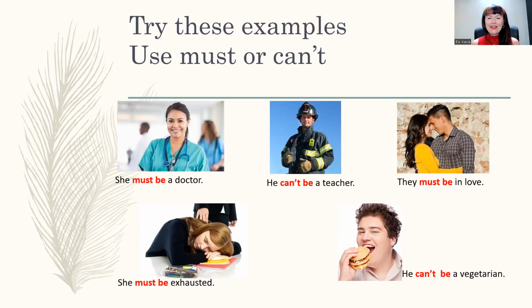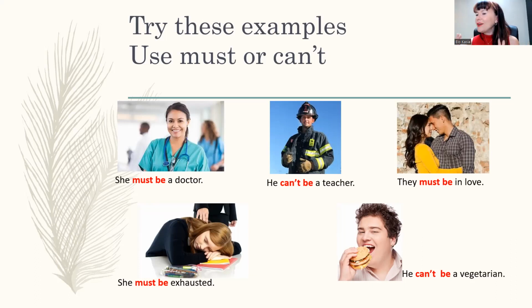So let us have a look at the correct answers. She must be a doctor, right? She's wearing a doctor's uniform. She must be a doctor. He can't be a teacher. He's wearing a firefighter's uniform. So he's probably a firefighter rather than a teacher. So he can't be a teacher.